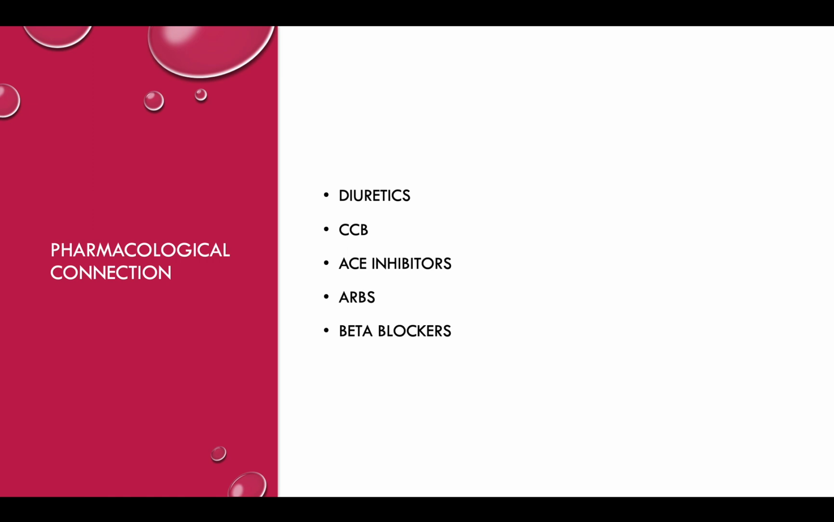ARBs, angiotensin receptor blockers, work on the renin-angiotensin-aldosterone system as well, and ultimately result in vasodilation. Because both ACE inhibitors and ARBs work along different parts of the same pathway, they probably shouldn't be given together. ARBs tend to be utilized as a secondary medication if ACE inhibitors were not working for the patient or with that uncomfortable side effect of a cough.